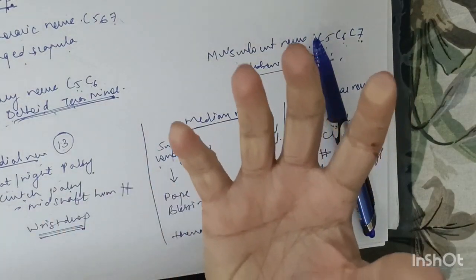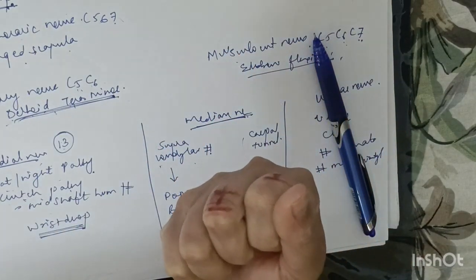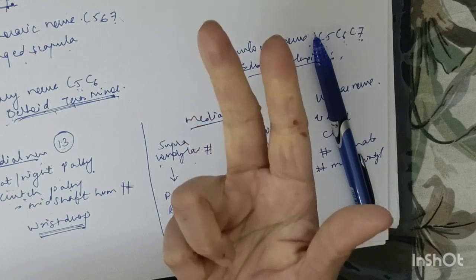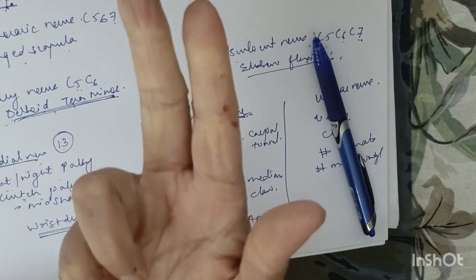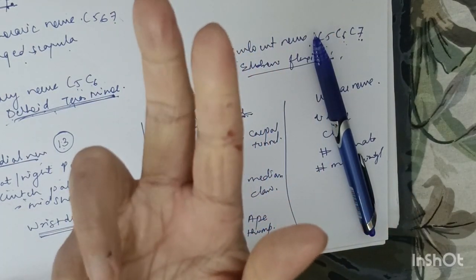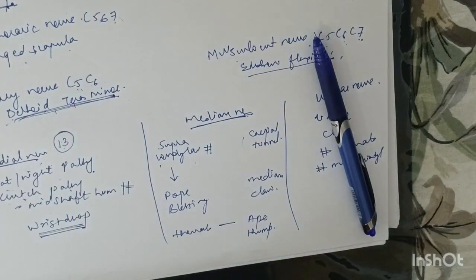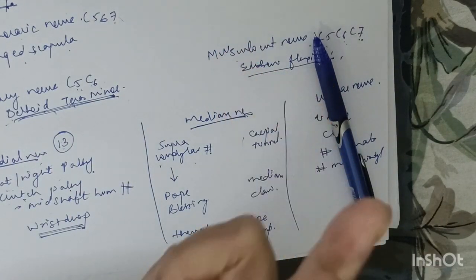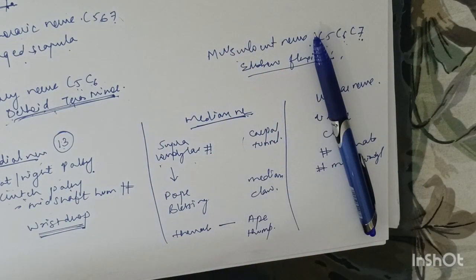What is this? If the person is asked to make a fist, he will make it like this. Fine, this is said to be the Pope blessing sign.